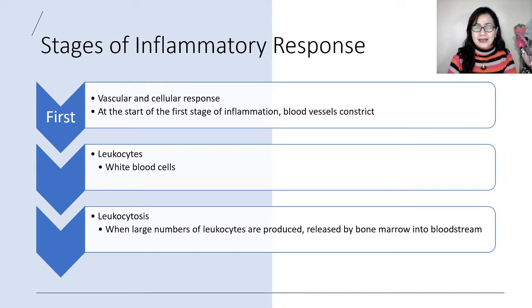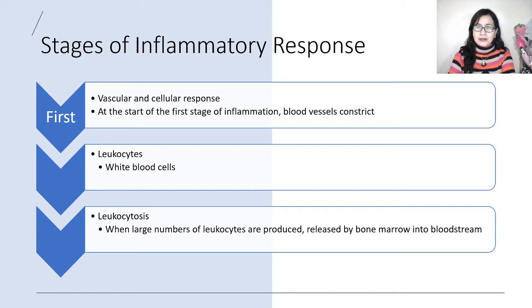Next, vascular permeability increases at the site, and there will be dilation of the blood vessels in response to cell death and the release of chemical mediators and histamine. Fluid, proteins, and leukocytes, or white blood cells, leak into the interstitial spaces, and the signs of inflammation could be swelling, and pain can also be felt.